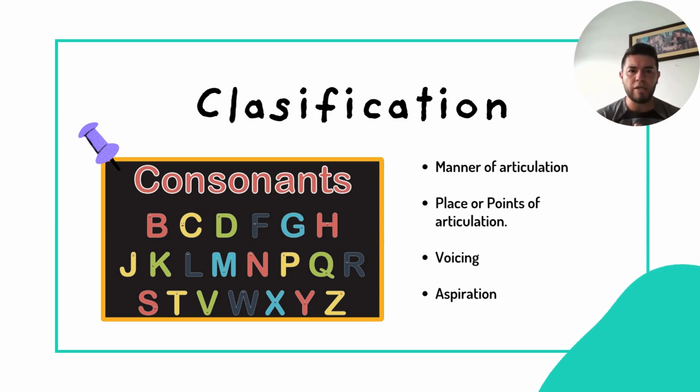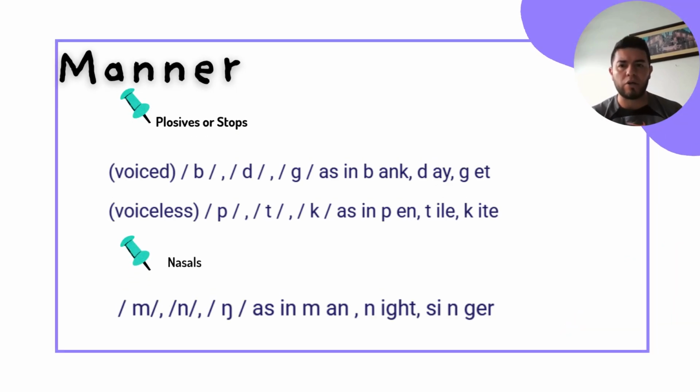The aspiration basically is when we put a lit candle in front of our mouth, and the flame moves a little bit with some of the letters. For example, in the words cat, pat, right? So that is the aspiration, and immediately we are going to continue with the manner. Right here we have five important things.